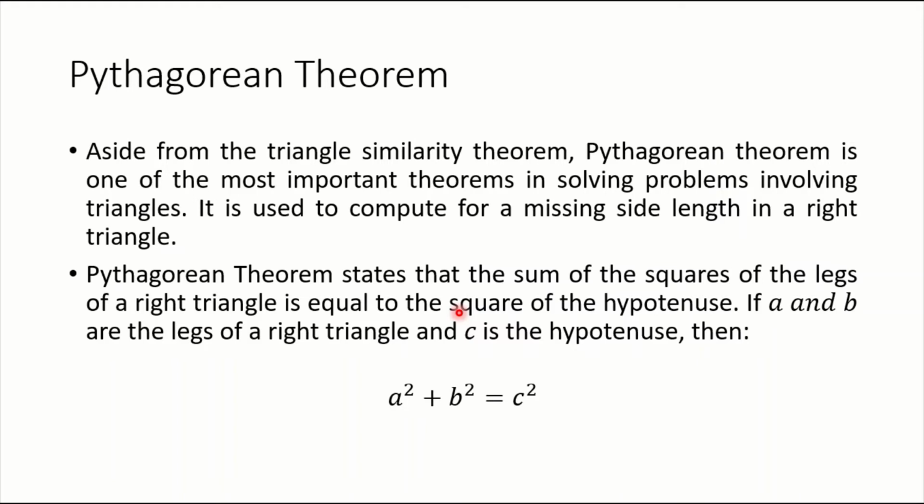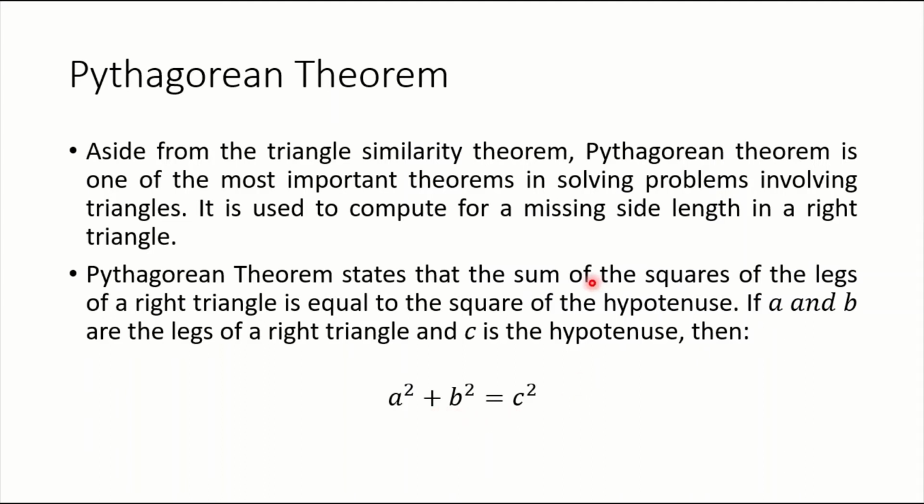Pythagorean theorem states that the sum of the squares of the legs of a right triangle is equal to the square of the hypotenuse. So let's say that A and B are the legs of a right triangle and C is the hypotenuse. So this will be the formula. A squared plus B squared is equal to C squared.